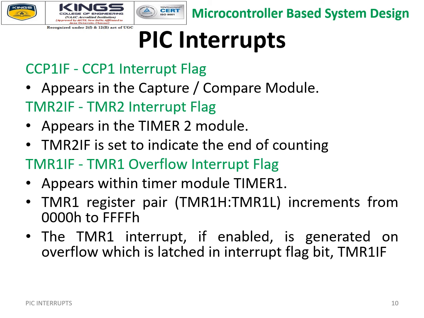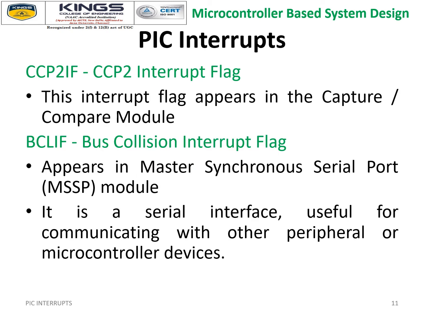Next is the timer 1 overflow interrupt flag, which appears in the timer 1 module. Usually the timer 1 register increments from 0000 to FFFF. When this interrupt is enabled, it is generated when an overflow occurs. Next is the CCP2 interrupt flag. This flag also appears in the capture or compare module.